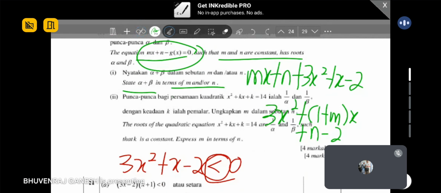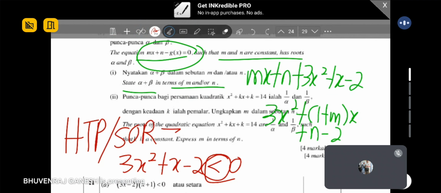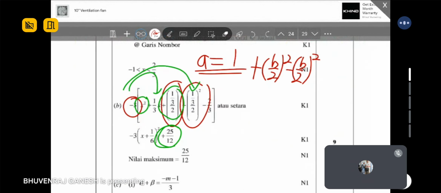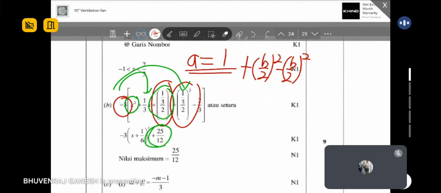So guys, may I know HTP, hasil tambah punca, what is the formula? SOR. Can anyone tell me? Equal to what? Anyone else want to try? What is your SOR formula? Yes, got negative guys. Akan ada simbol negative. Remember, must add negative sign. Okay, so it's negative 1 plus m over 3. This is your answer. Ini jawapan. Okay, for question C1. Okay, so this is the answer.